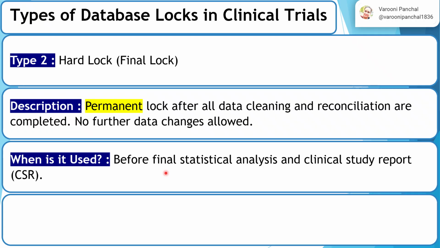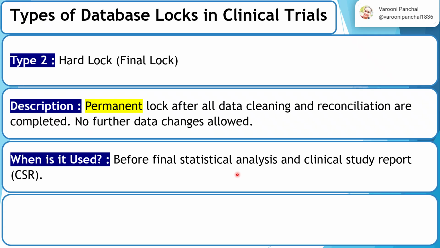So once the hard lock and the final lock has happened, and all the changes have been completed and there are no further issues present in the database, then at the final statistical analysis you just need to rerun, and check whether the issues that were raised before the hard lock have all been resolved and are not impacting the statistical analysis.